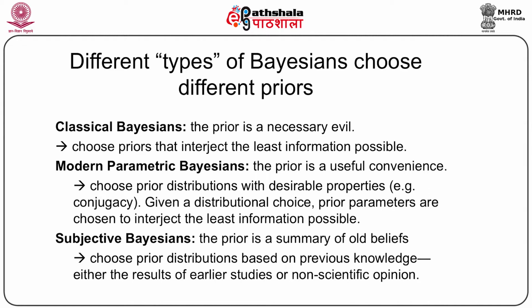And then the third approach is the subjective Bayesians. The prior is a summary of old beliefs. Choose the prior distribution based on previous knowledge, either the results of earlier studies or non-scientific opinion.